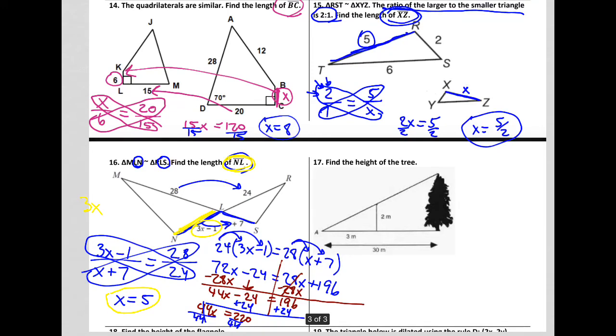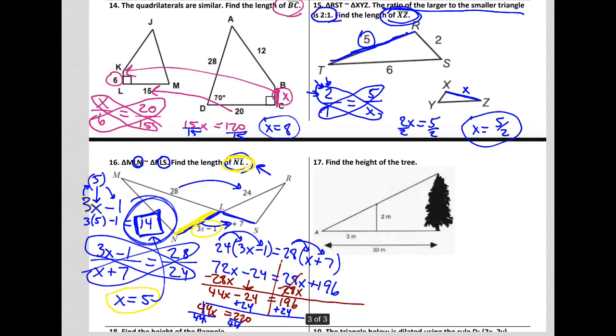So NL is the length that we get when we use 3x minus 1, and now that we know x is 5, that's really 3 times 5 minus 1. So 3 times 5 minus 1, that's going to equal 14. So if you do not actually get 14 and you just got 5, you're going to get the answer wrong because you did not read back the question. All right, so the correct answer is 14.